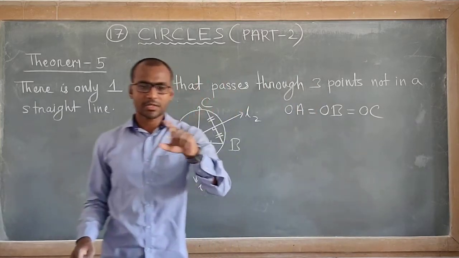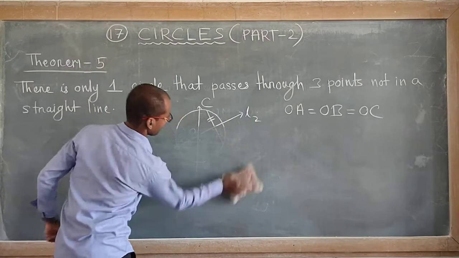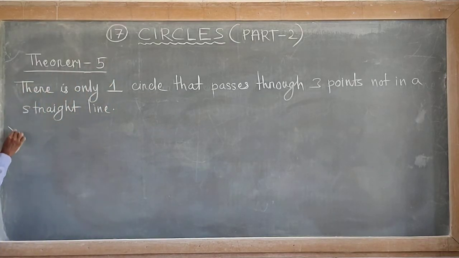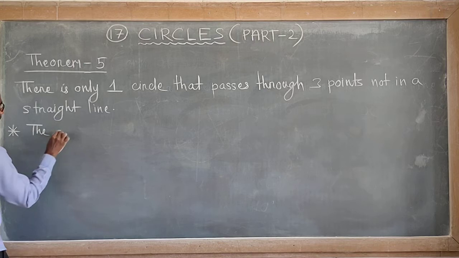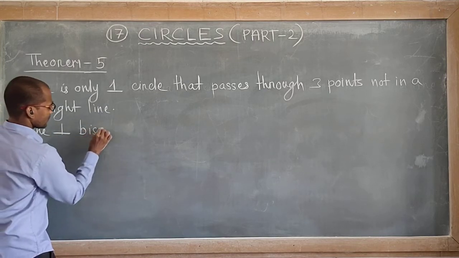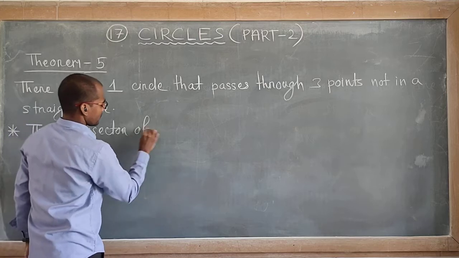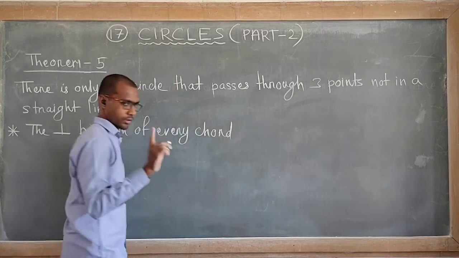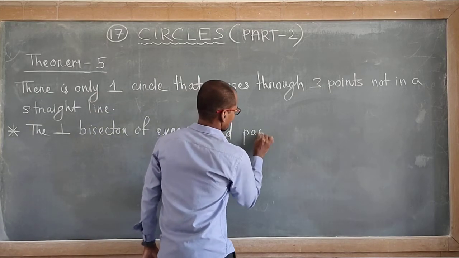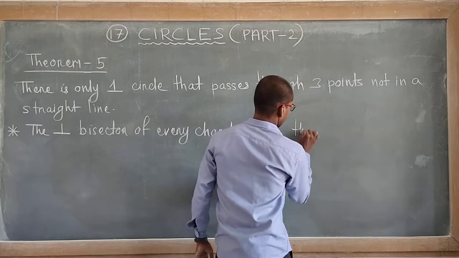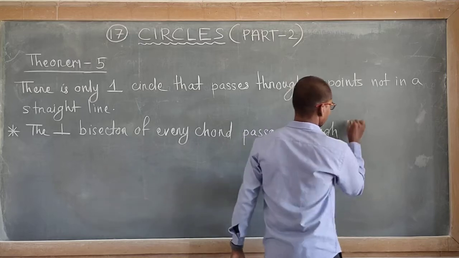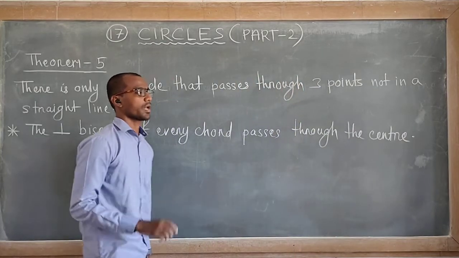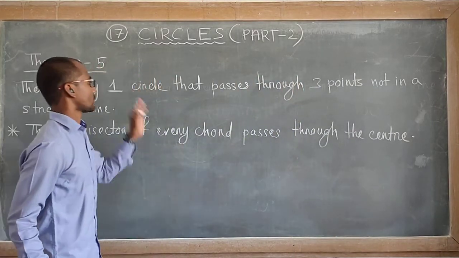So we can have one extra concept in this theorem, that is, the perpendicular bisector of every chord passes through the center. So these are the 5 theorems.